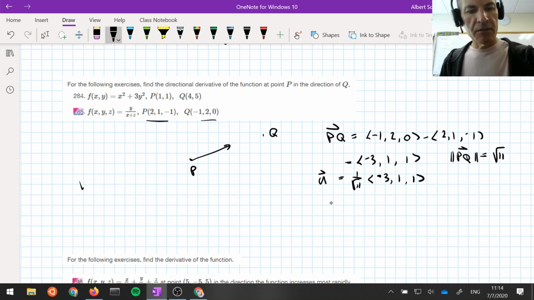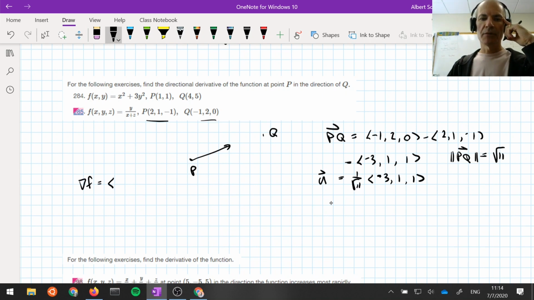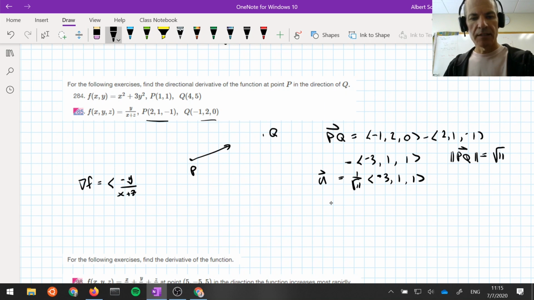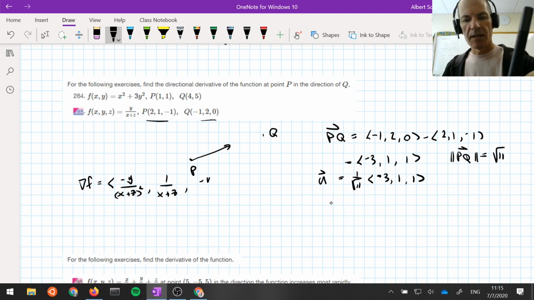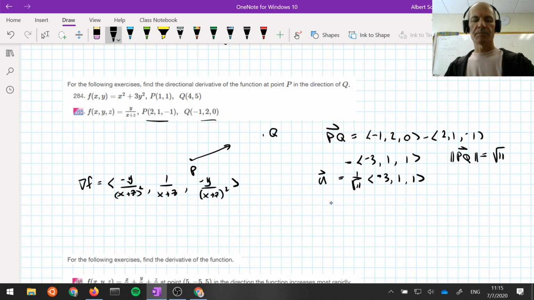We now need the gradient of f, and that's the vector of first partial derivatives for each of these 3 independent variables. The partial of y over (x plus z) with respect to x is going to be minus y over (x plus z) quantity squared. I'll ask you to check that on your own. The partial with respect to y is simply 1 over x plus z. And finally, the partial with respect to z is going to be minus y over (x plus z) quantity squared. That is the gradient.